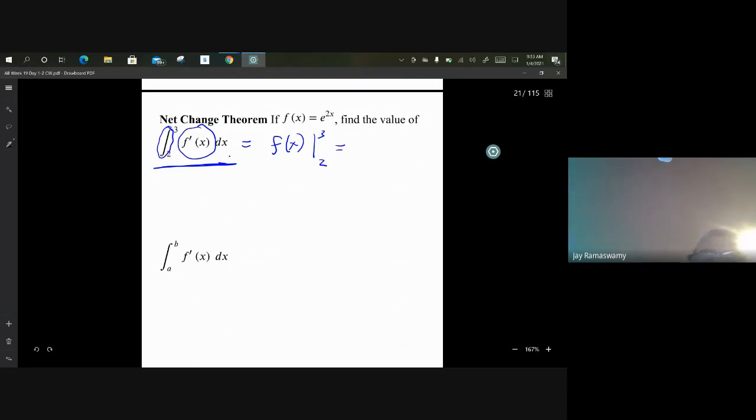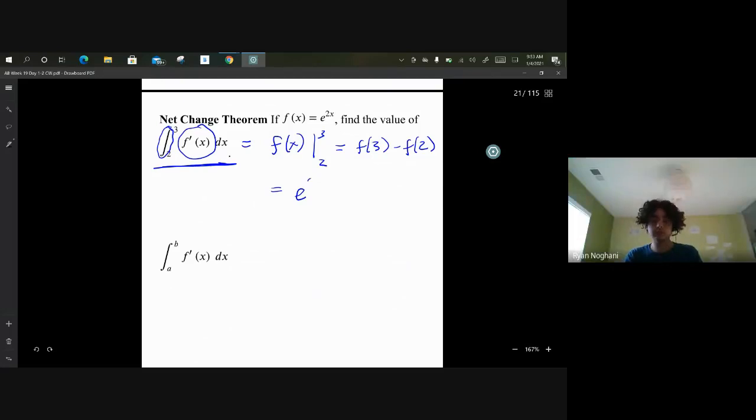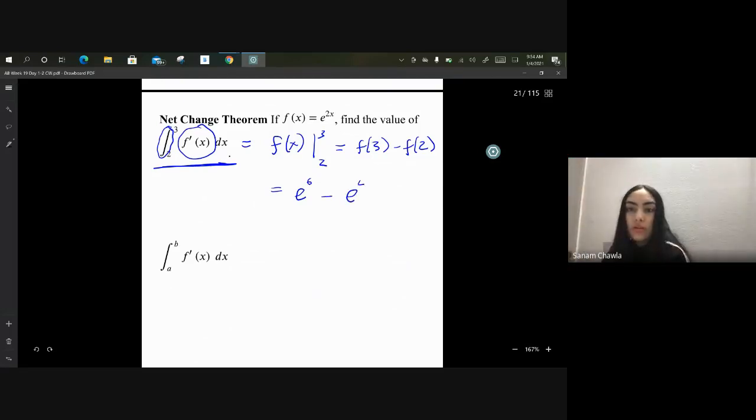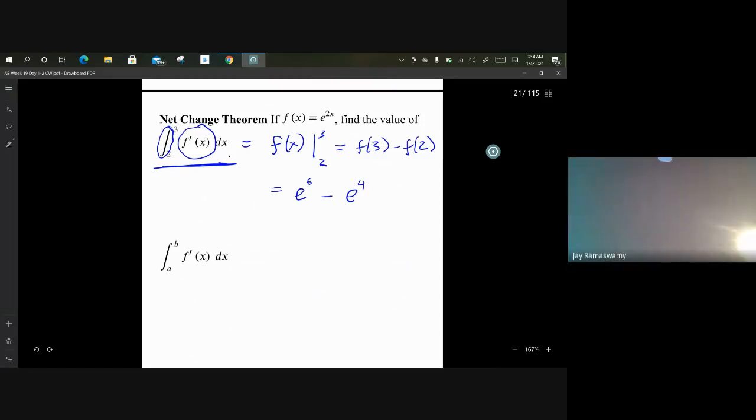So final answer, is that just f of 3 minus f of 2? Yes. Is everybody okay there? And now I can plug it into the function. F of 3, remember they gave you, is e to the power of 6, minus f of 2, which is e to the power of 4. That's it. And that's called the net change theorem.